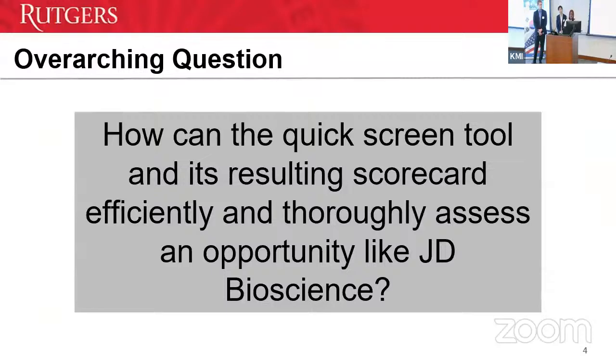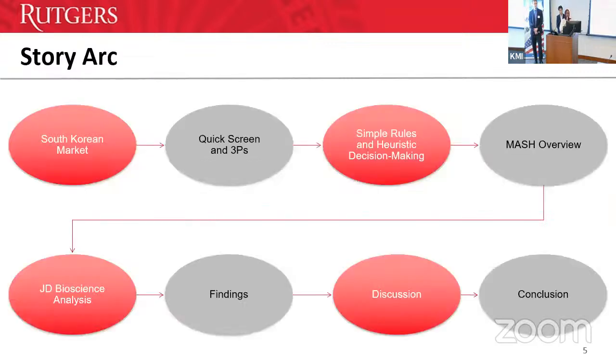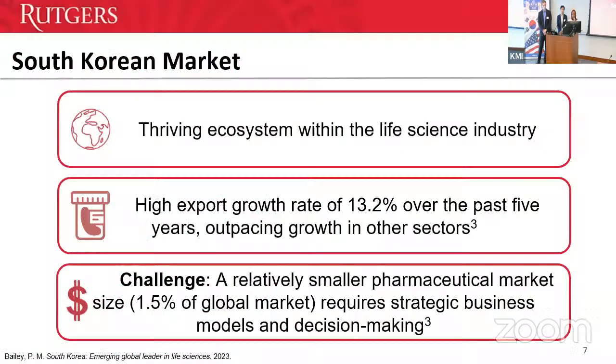All right, so our overarching question again is how can we use the quick screen tool and its resulting scorecard to efficiently and thoroughly assess an opportunity like JD Bioscience? So this is the flow of our presentation today. Getting to the South Korean market, defining what the two concepts of simple rules and heuristic decision making are, and then finally assessing our South Korean biotech case study. So for the South Korean market, in the life science industry specifically, there's a thriving ecosystem.